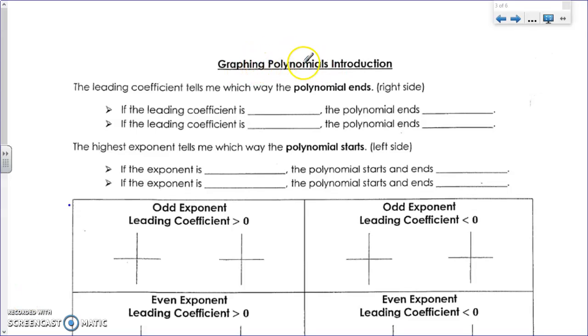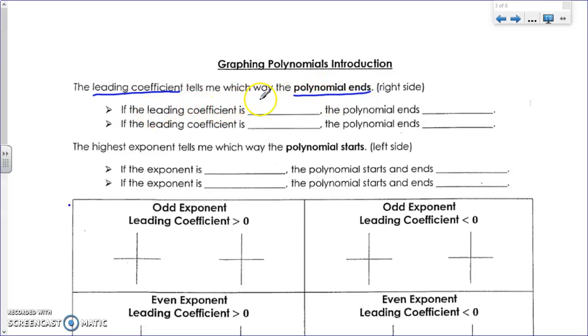All right, we're going to talk about graphing polynomials. The leading coefficient, the number in front of the variable with the highest degree, tells how the polynomial ends. The right side, how it ends. Remember, the graph goes left to right, so the end behavior is on the right side.